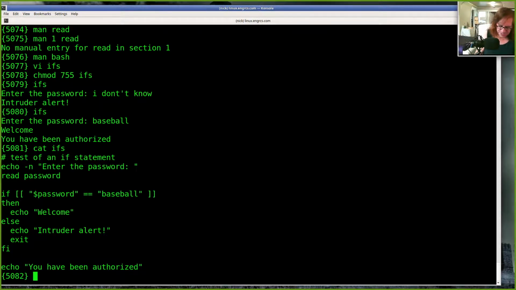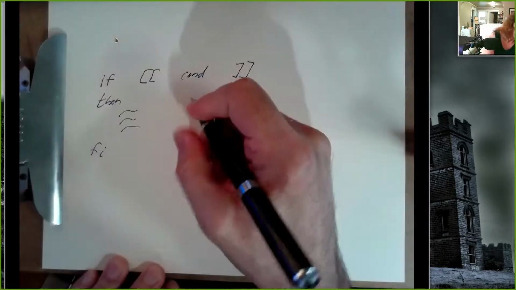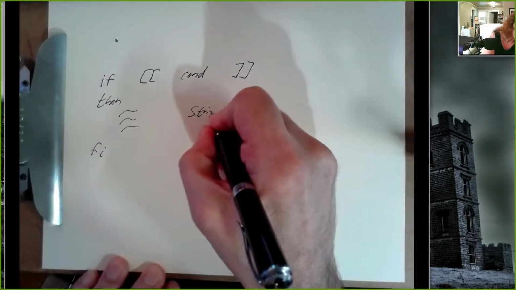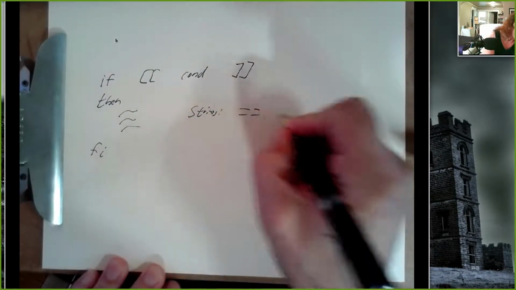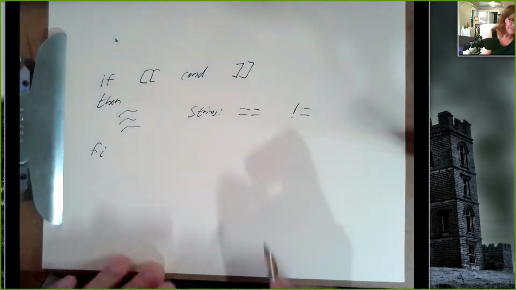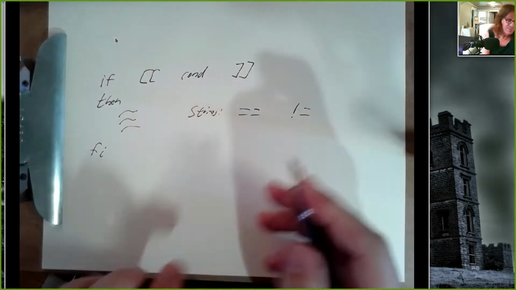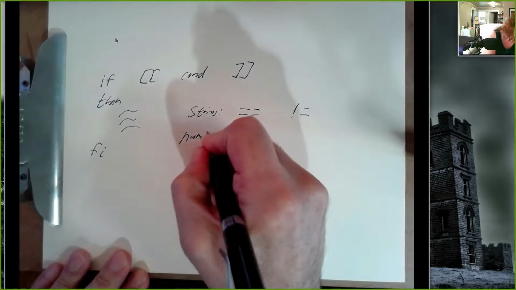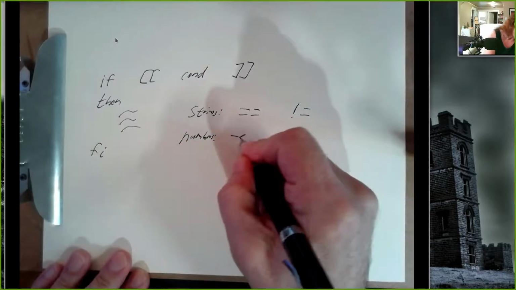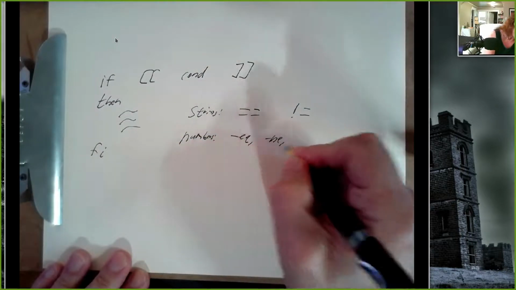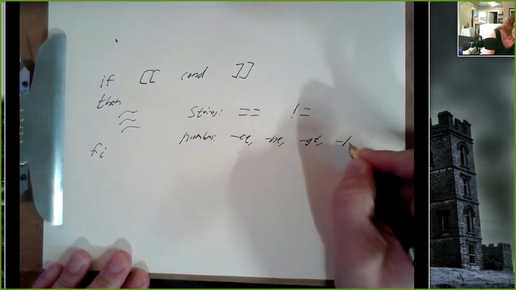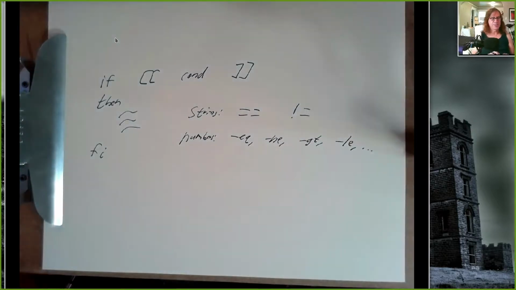These conditions, if we're comparing strings of characters, we use equal equal, and exclamation mark equal. This is for equal, this is for not equal. If we're comparing numbers, we use -eq, -ne, -gt, -lt, -le, and so on. Okay, that's also really important.